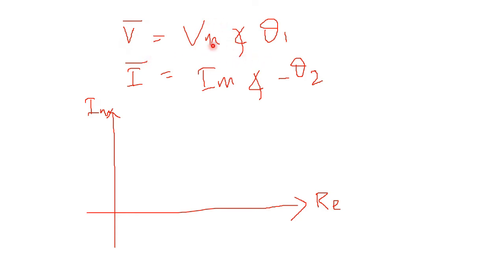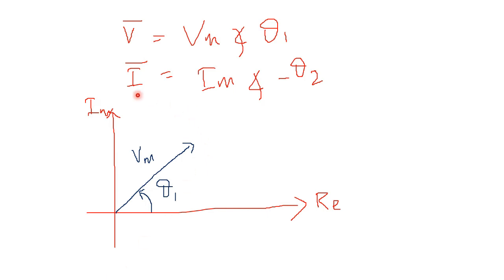Now for the first step, let's draw V vector equal to Vm angle theta 1. This is the magnitude, this is the angle. So randomly I'm going to draw like this. The magnitude of this phasor will be Vm, and the angle is theta 1. Theta 1 is a plus angle, that's why we choose the anti-clockwise direction. With respect to the x-axis, the angle will be theta 1.